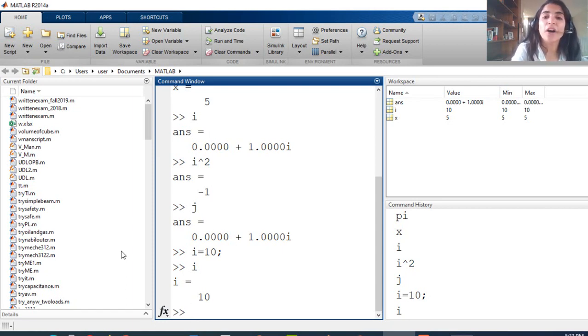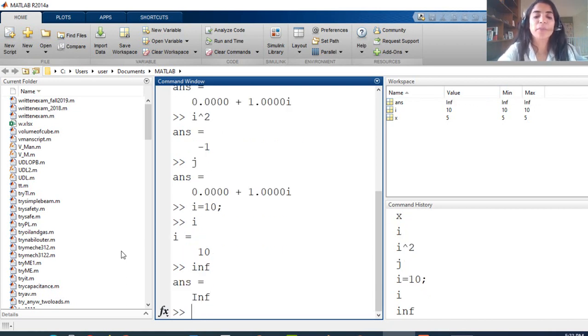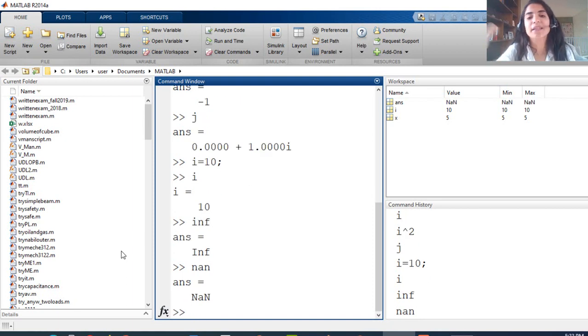Now, if you define i and j in your command window, MATLAB will stick to these defined values. If you did not define i and j in your command window, MATLAB will use the complex numbers i and j. Okay? I also have what is called Inf. Inf means infinity. And NaN means not a number.